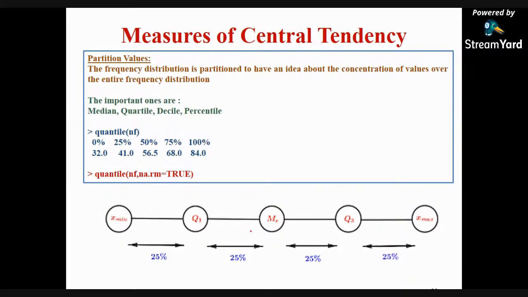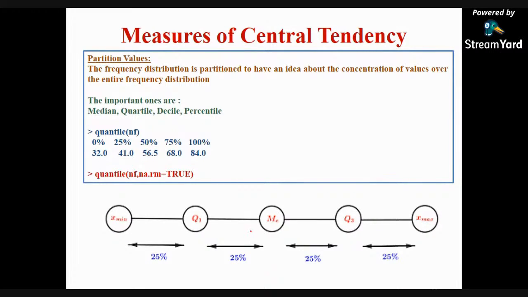Now, another important measure is your partition values. This is very important for us, because when you have a large data set and you want to see below what particular value my 25% of the data lies, or my 70%, or my 80%, or my 90% of the data lies. These cutoff values are very important when you are in biological sciences, when you want to understand the various relationships. In terms of statistics, we call them partition values.